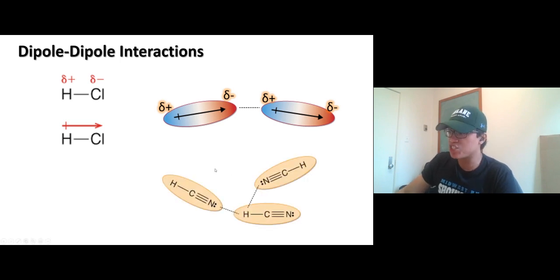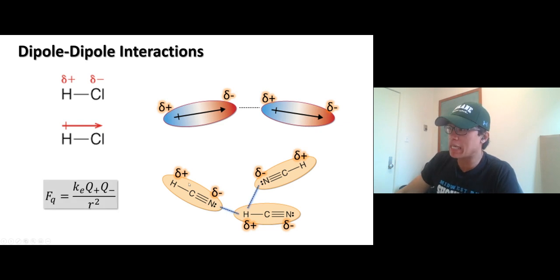Okay, all right, HCN, can you tell who's partial negative, who's partial positive? The nitrogen, that's a partial negative, right? And the hydrogen on the other end is partial positive. So the partial negative will attract partial positive of the next atom, and a partial positive will attract the partial negative of the next atom, and it goes all the way like that.